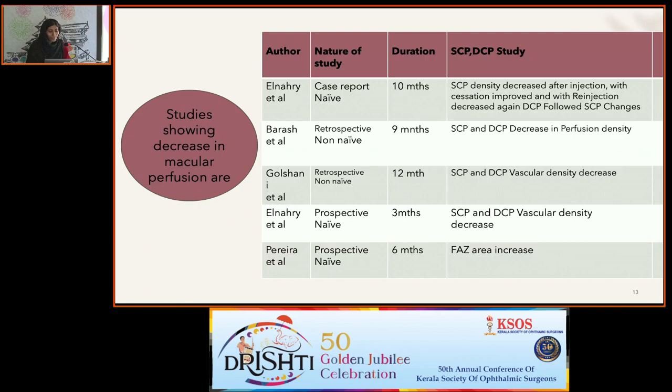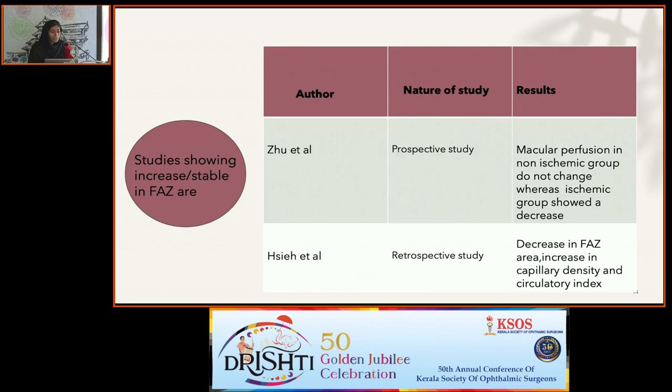In a study by Elnahari et al., they found out that the superficial capillary plexus density decreased after injection, and with cessation of injection, the density improved, and again with injection, it decreased. In a study by Barash et al., they found a decrease in macular perfusion status 3 minutes following an injection. These were some of the studies which show an increase or stability in foveal avascular zone after injections.